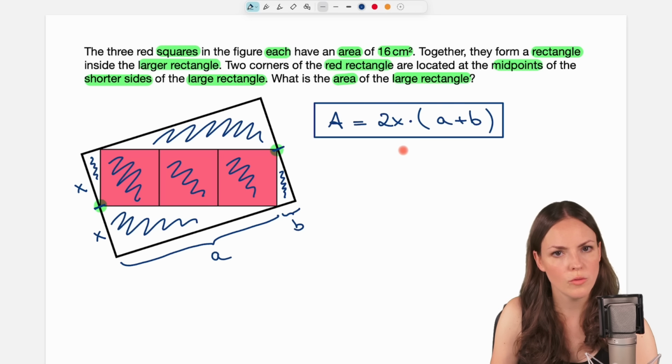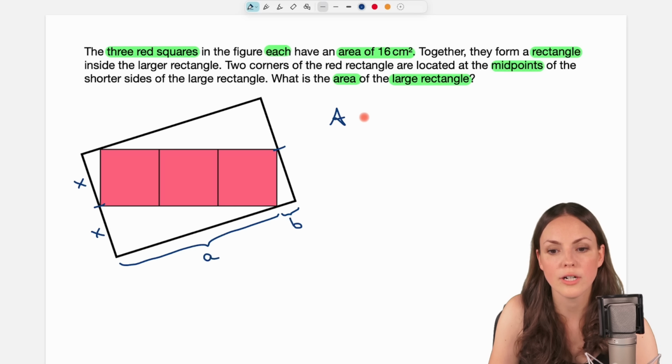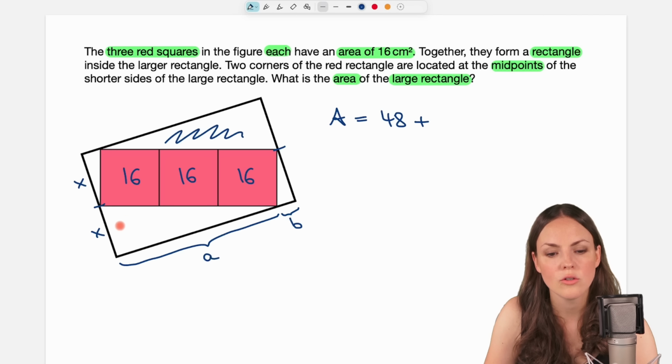As I said, we keep this formula in mind, but let's try and find a different way to find this area here of this large rectangle. Let's start with the red squares. They told us that each square has an area of 16. So we have 16 here, and here as well. So these three together are 48 then, plus the area of these triangles here.